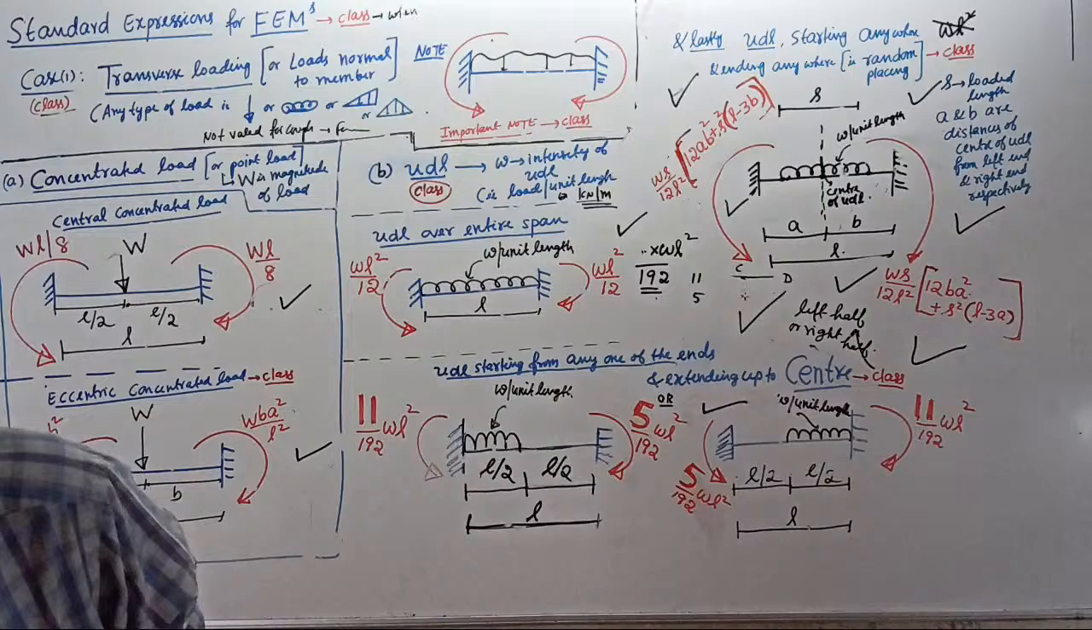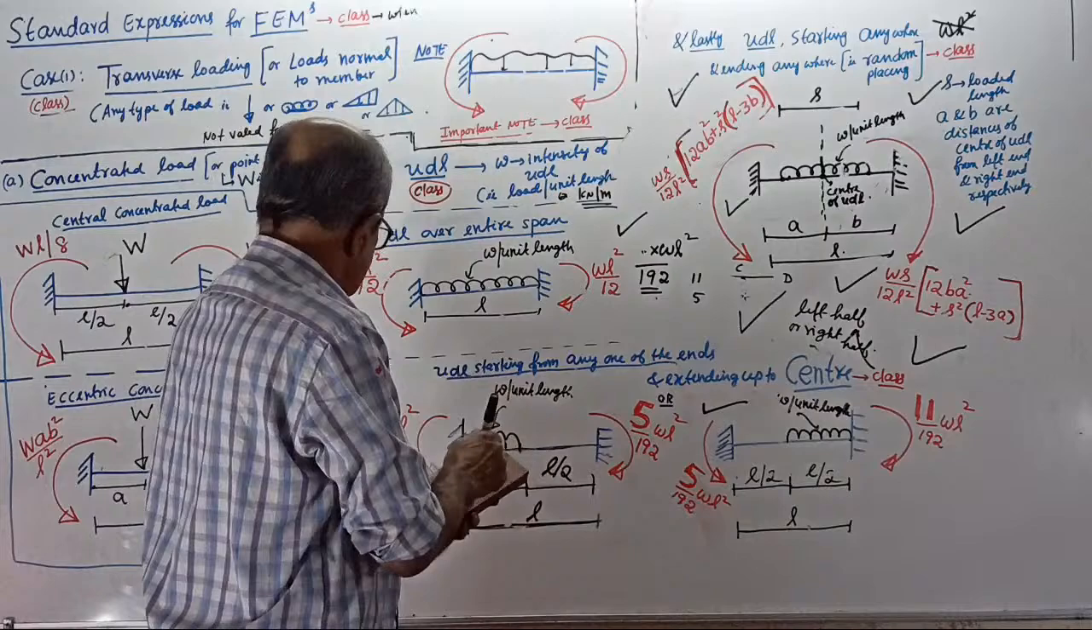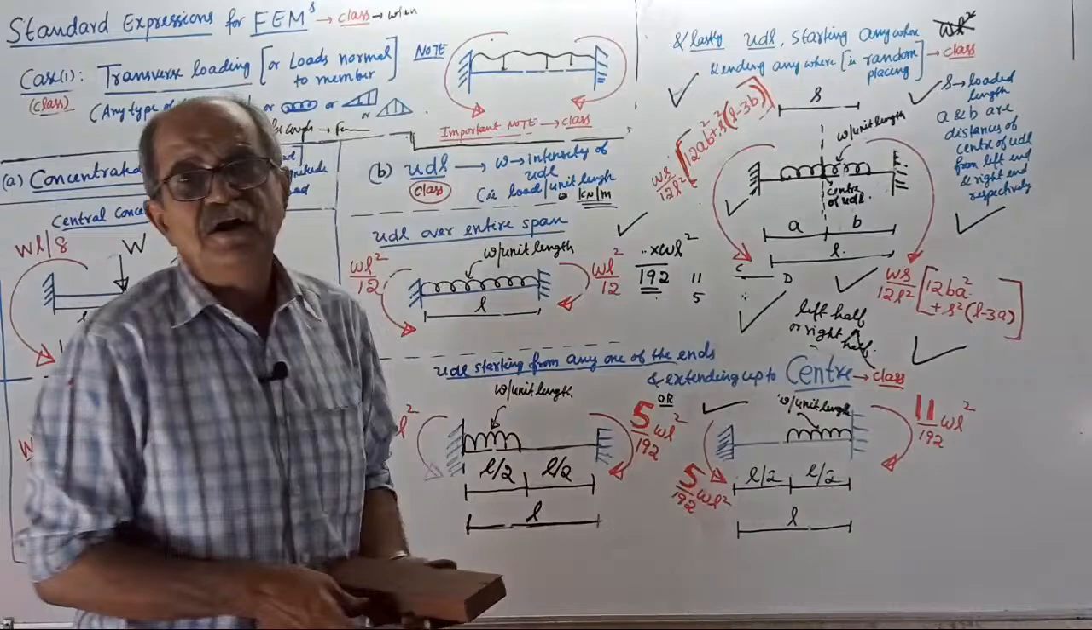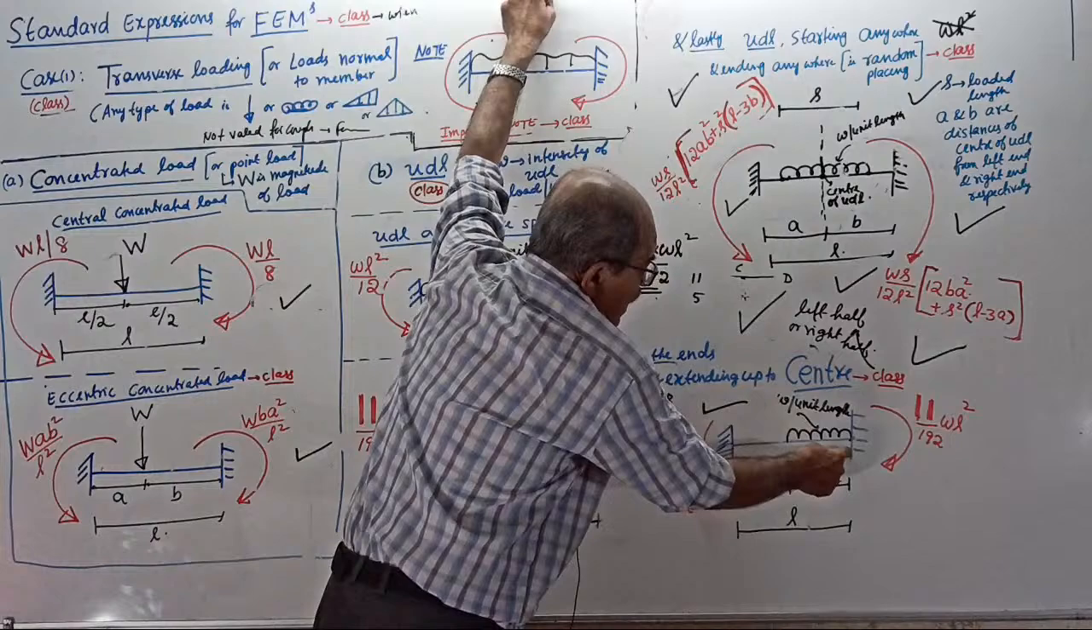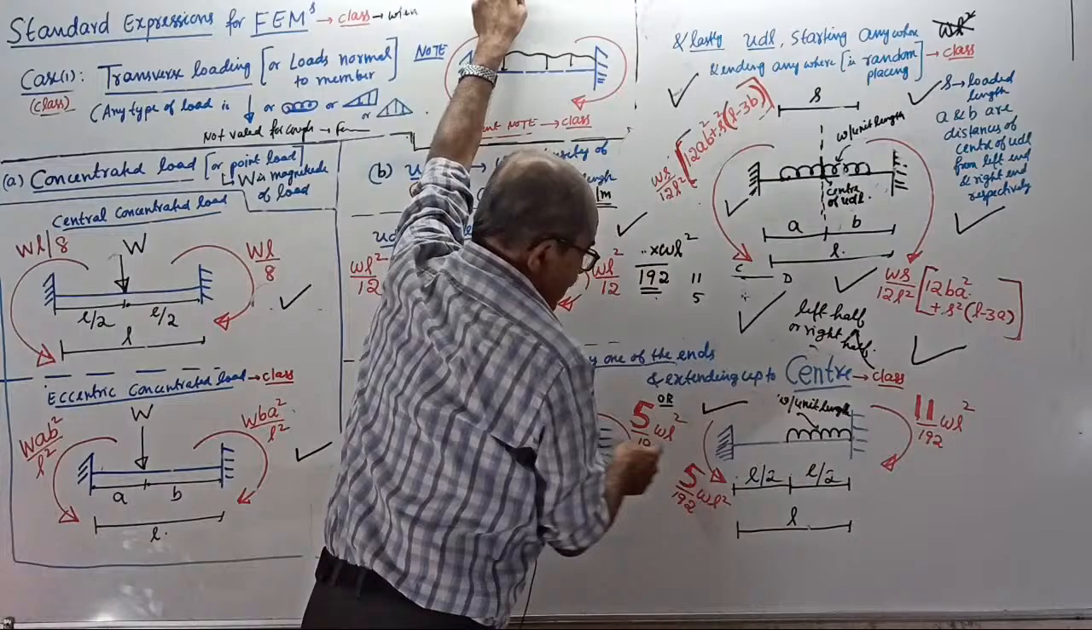Substitute. I will use new calculator. 11 by 192. 5 by 192. WL square will come. My guarantee. Or you can use for this also. Then your B equal to L by 4, A equal to 3L by 4. There 11 will come. Here 5 came. Okay, thank you. Over.